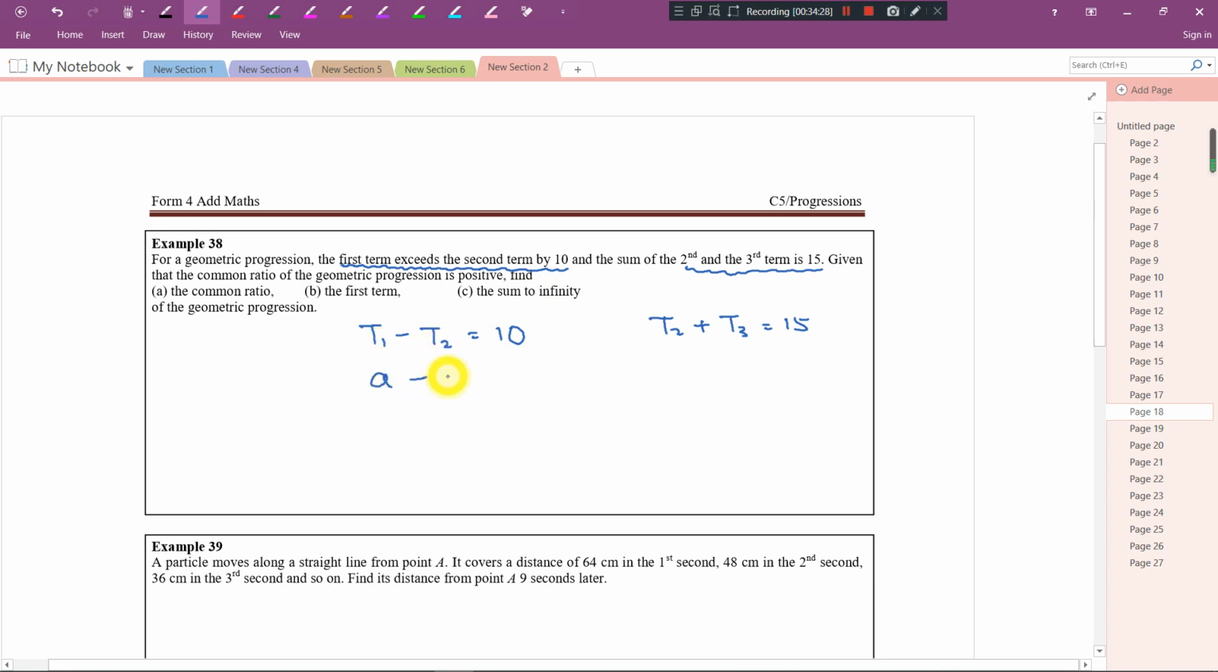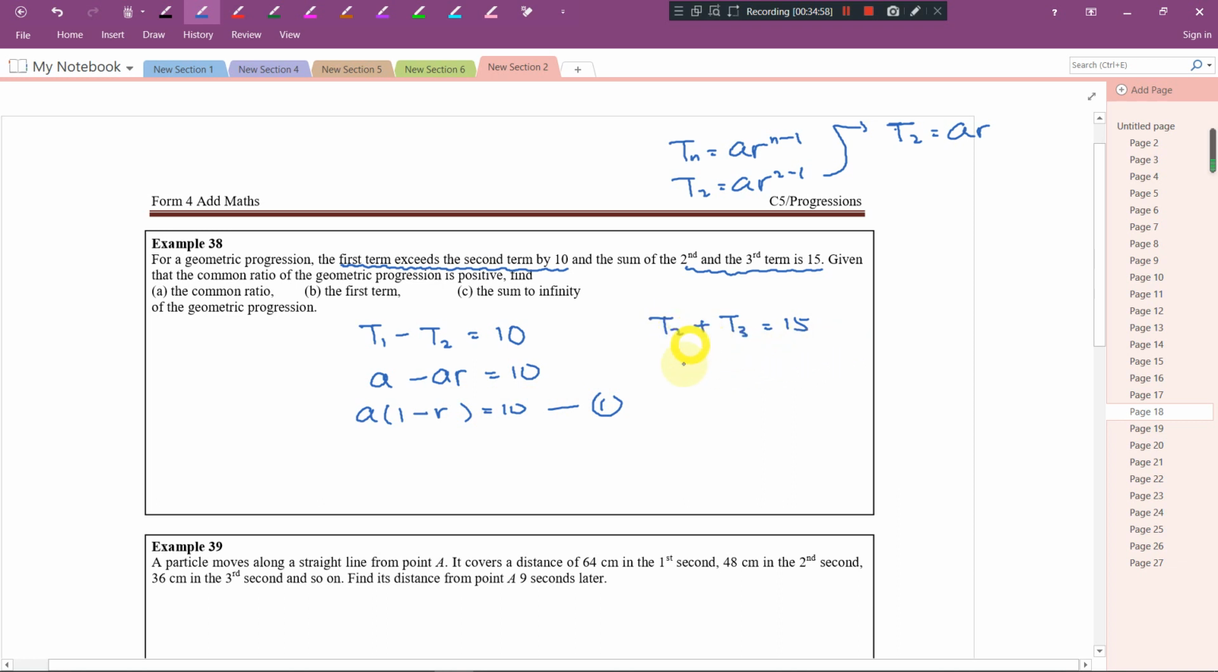So T2 is AR. Tn is equal to AR^(n-1). So T2 is equal to AR^(2-1), which is equal to AR. Okay, so T1 minus T2 is 10. I just factorize, bring the A out. A(1 minus R) equals 10. That will be the first equation.